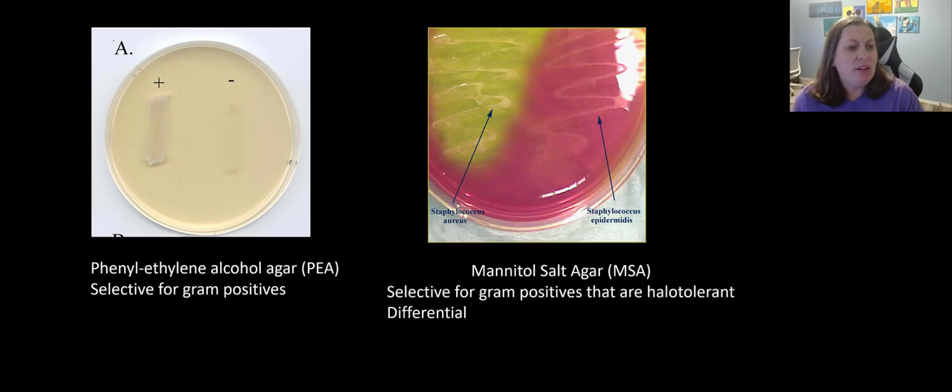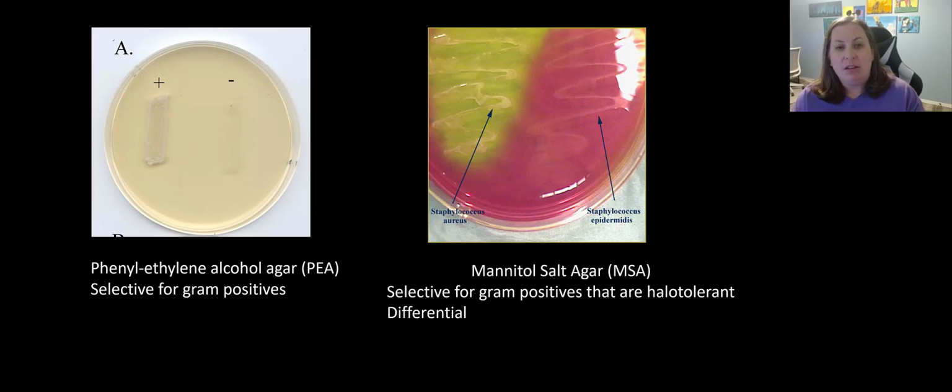We also have the phenylethyl alcohol agar, or PEA. These are selective for gram-positive. So the last slide was all gram-negative selective. This one is for gram-positive. So you'll notice if it's gram-positive, it grows. If it's gram-negative, it doesn't.